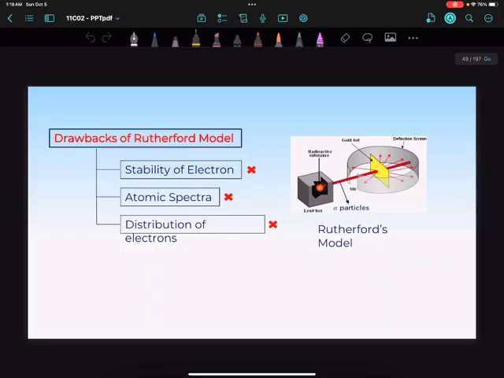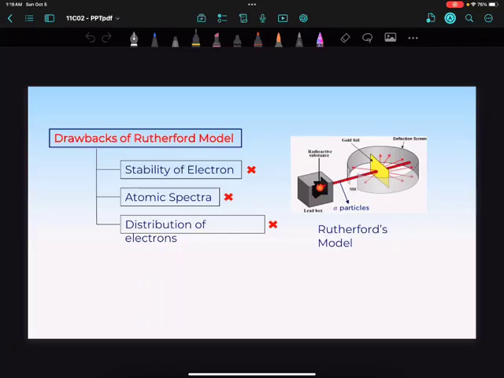In the past lecture we came across the Rutherford model, where, in very short, alpha particles from radioactive substances were bombarded on a gold foil, and posteriorly we had placed a deflection screen. Now there were drawbacks of the Rutherford model. The first drawback was the stability of the electron, which was not explained by the model. Secondly, the atomic spectra was also not explained. Thirdly, the distribution of the electrons.